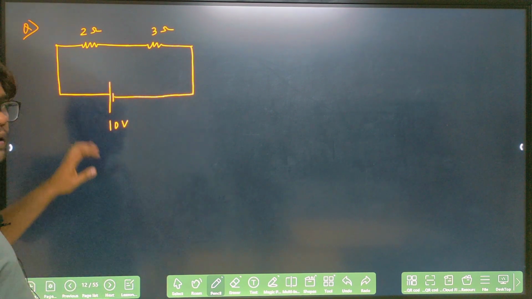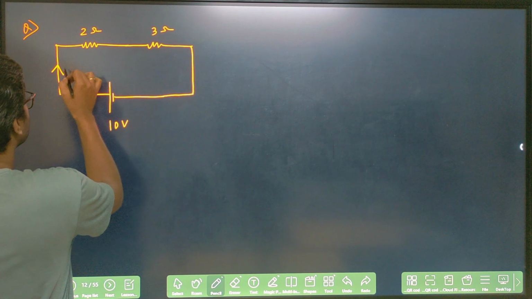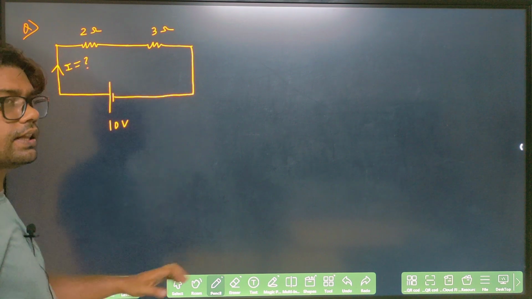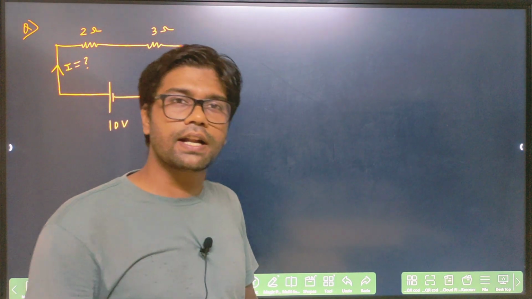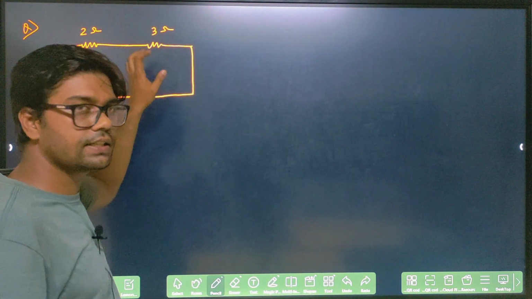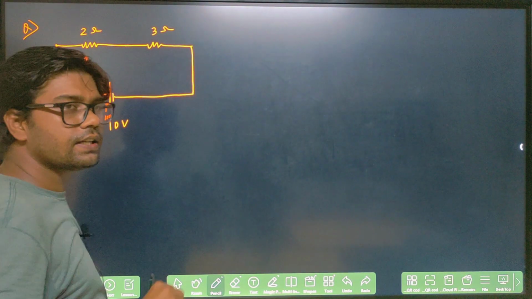So if I ask, can you find out how much current is flowing in this circuit? You will tell that in 10th class you have studied all these things, how to find out if resistances are in series. But I want to find out by applying Kirchhoff's junction law.